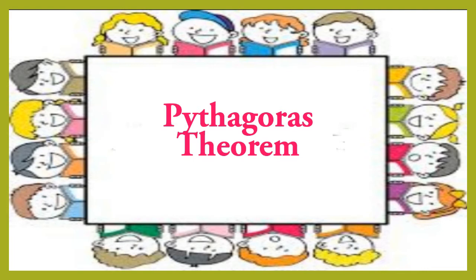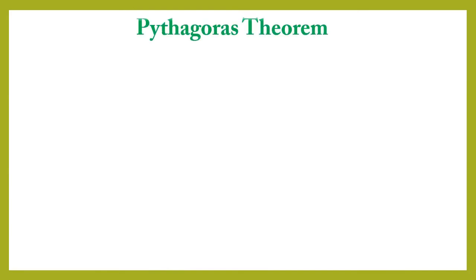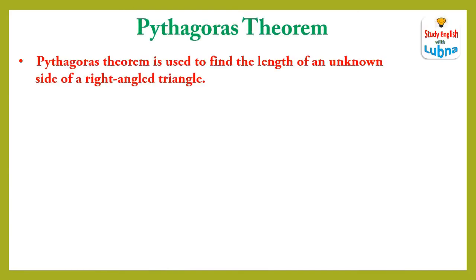Study about Pythagoras Theorem. First of all, we should know why we use Pythagoras Theorem. Pythagoras Theorem is used to find the length of an unknown side of a right-angled triangle. In Pythagoras Theorem, we use the right-angled triangle.